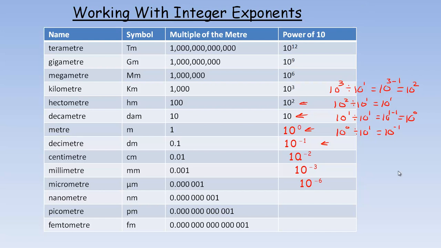the 1. And this next one, there's 3, 6, 9 places, so that's actually going to be 10 to the minus 9. And then this one is 3, 6, 9, 12 places, 10 to the negative 12. And then this would be negative 15, the femtometer. Now, a couple things about integer exponents.